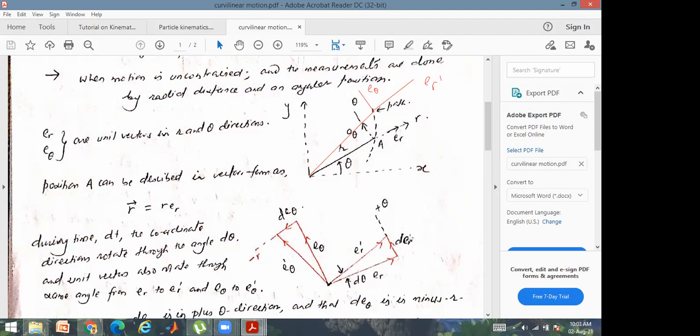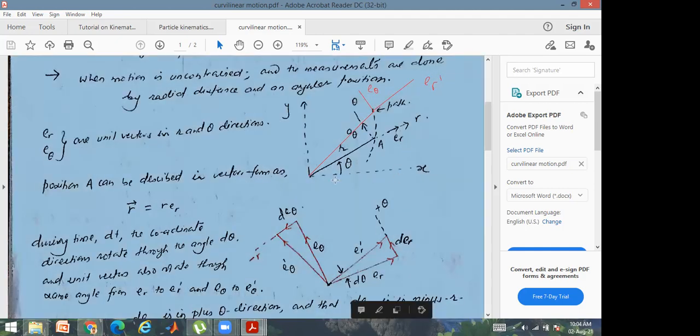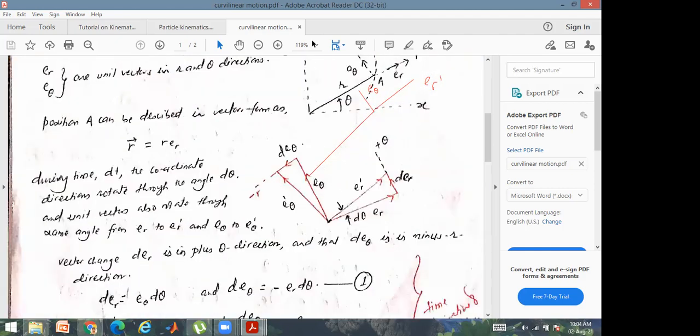So you see this change in the unit vector der, which direction is it along? It is along the theta direction, whereas the change in unit vector d e theta, which direction is it in? It is in the negative r direction, this direction. That means the change is in the negative r direction. That means what does that change represent? The change der and d e theta, the change is in the direction of e theta with respect to d theta.